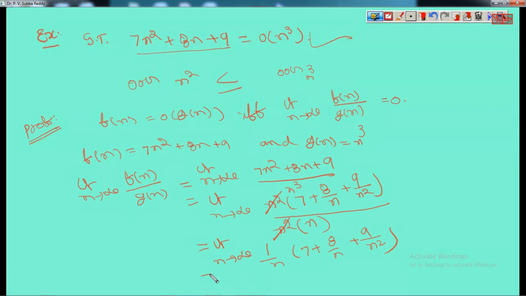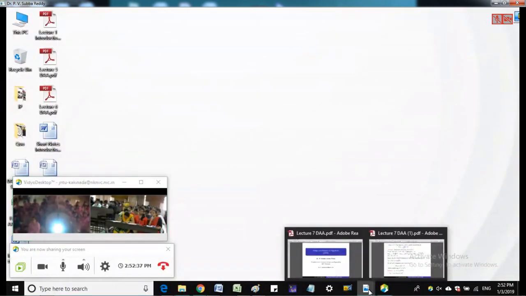What is the limit as n tends to infinity of 1 by n? We know that is 0. The limit of 7 is 7. The limit of 1 by n is 0, so 8 into 0. Similarly 9 by n square, 1 by n square also goes to 0. So finally it is 0 into something, that is 0. The limit as n tends to infinity of f of n by g of n is 0. Therefore, by the formal definition, we conclude that f of n is little o of g of n. That's what is shown here.